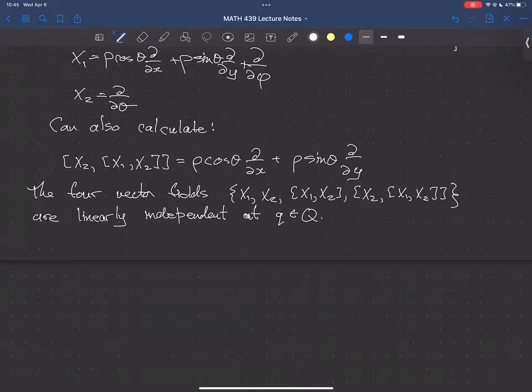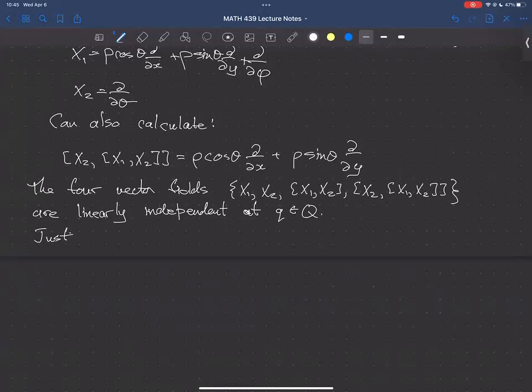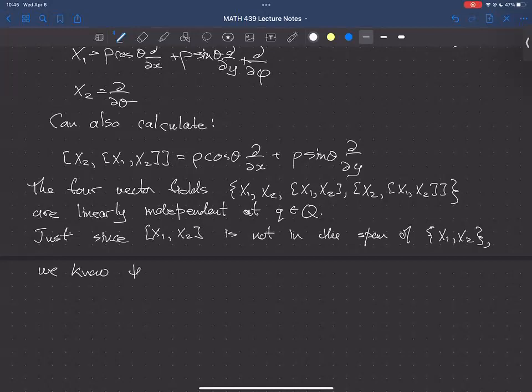Since this Lie bracket of x1 and x2 is not in the span of x1 and x2, we know that the linear velocity constraint, which I call D, is not integrable.